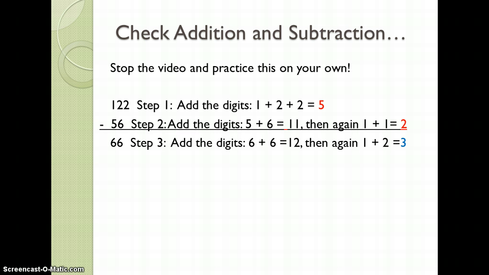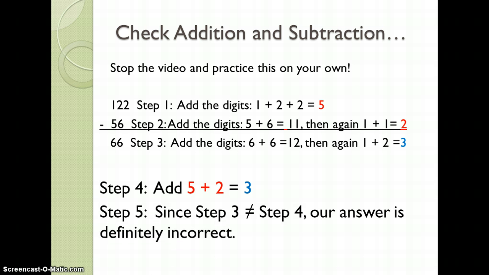Step 3, add the digits in the answer, 66. 6 plus 6 is 12. Then again, 12 is greater than or equal to 10. So 1 plus 2 is 3. Add 5 plus 2 from the addends, and that equals 7. Since step 3 is not equal to step 4, our answer is definitely incorrect, because 5 plus 2 is 7, and 7 does not equal 3.